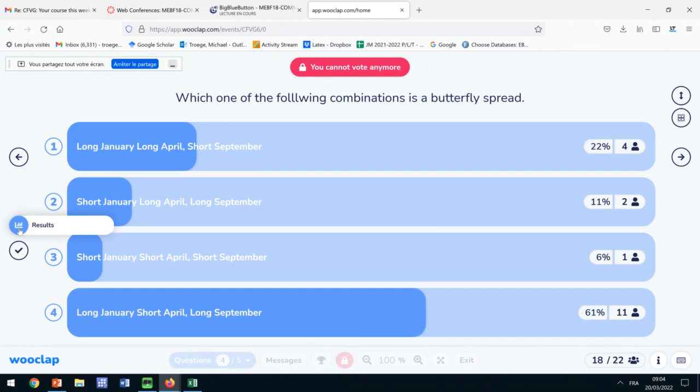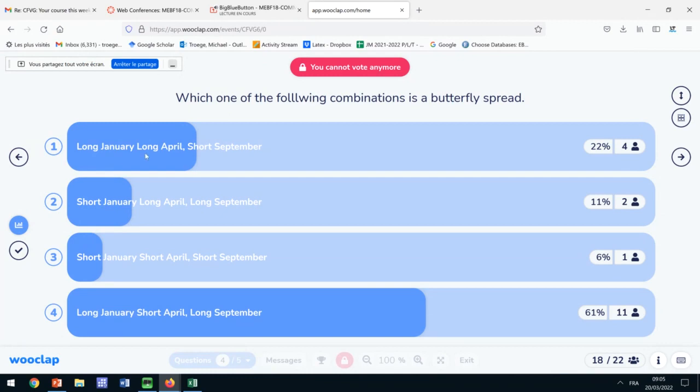Of course, the only answer here that has long, short, long, it has to change twice, is that one. Why is long, long, short not a butterfly spread? Because now if the curvature changes, this is like a calendar spread. This is a calendar spread that is hedged because you have 2 long positions with slightly different maturities, and then you have a short position in the long maturity.